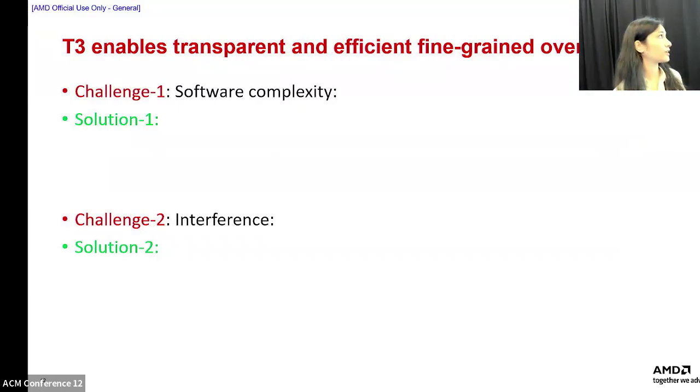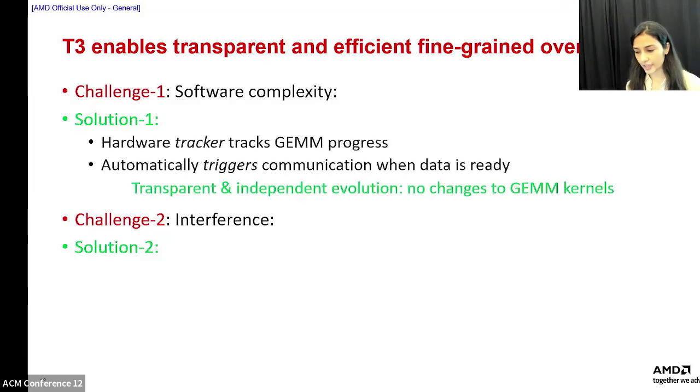T3 enables transparent and efficient fine-grained interleaving. It does it by using a hardware track and trigger mechanism to track the producer GEMM's progress and automatically trigger communication when the data is ready. This avoids changing the producer GEMM kernel and allows for their independent evolution across generations.